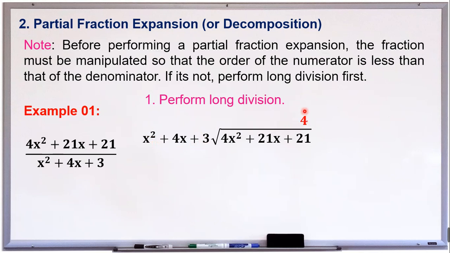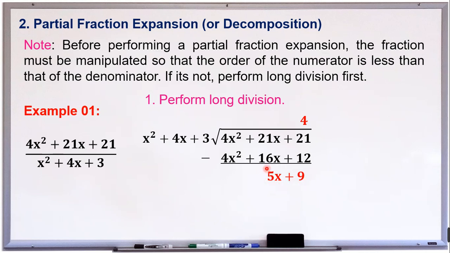and then you need to distribute this to the expression in our divisor, and write your answer below our dividend. So we have 4 times 3, that's 12. 4 times 4x is 16x, and 4 times x squared is 4x squared. Now the operation here is subtraction, so the first term will be 0, the second term is 5x, and the last term is plus 9. So for our long division, 4 is our answer, and 5x plus 9 is our remainder.